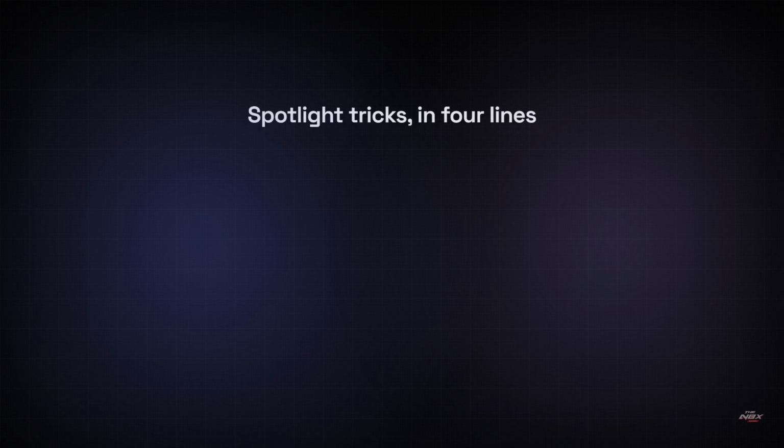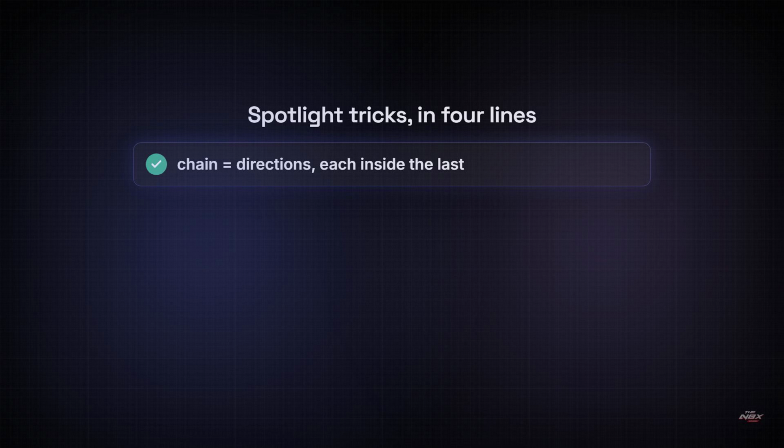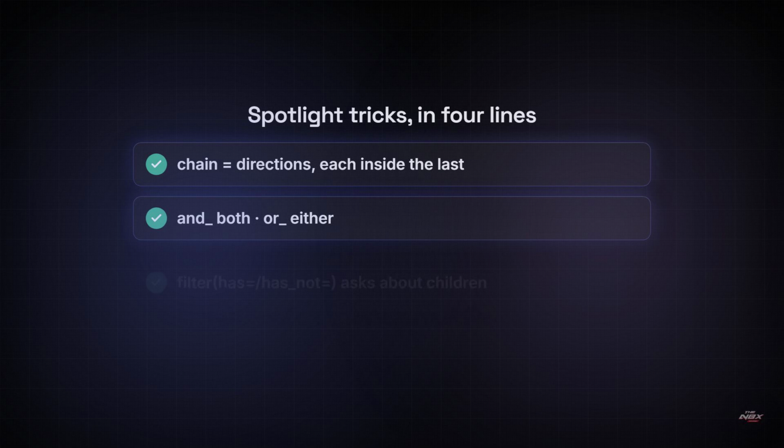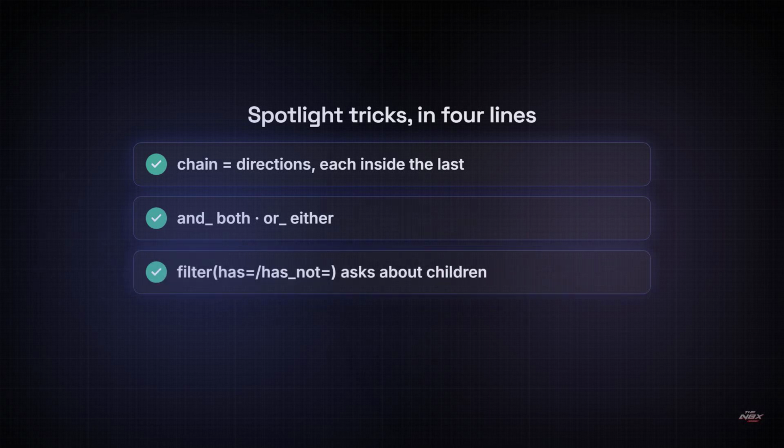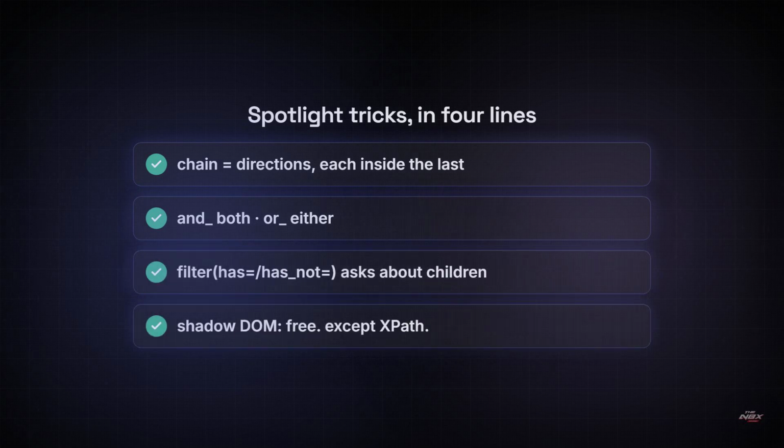4 lines to take with you. Chaining gives directions, and each link searches inside the last. And_ narrows to both, or_ takes either. Filter with has, or has not asks about children. And your locators walk into a shadow root unasked. All except XPath.